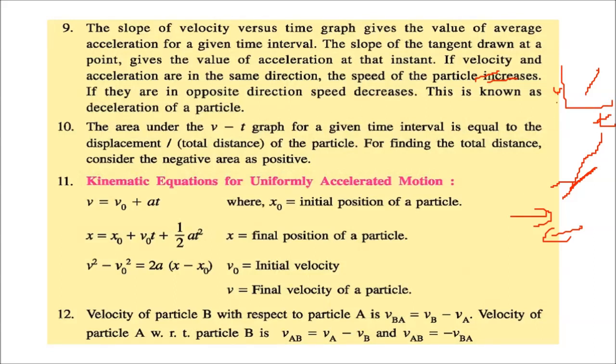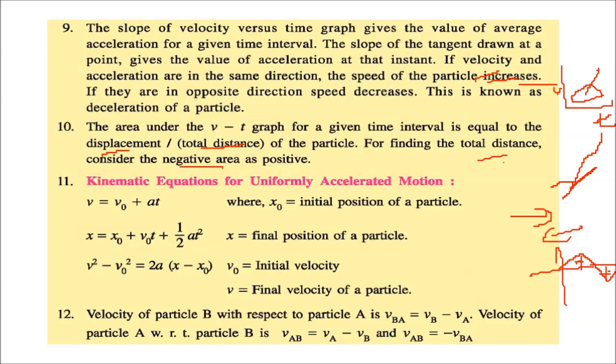The area under the VT graph for a given time interval is the displacement or total distance of the particle. For displacement, we'll take positive and negative. If this is the graph, this is plus, we have to take this as plus, and this is negative for displacement. For distance, we have to take this as plus and this as plus, so we have to add these two. So that is the total distance. Consider the negative area also as positive.